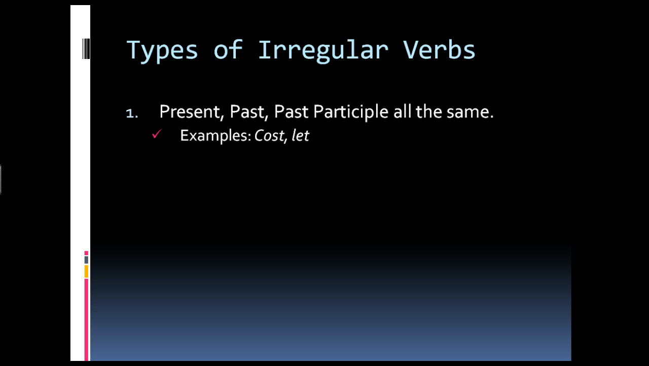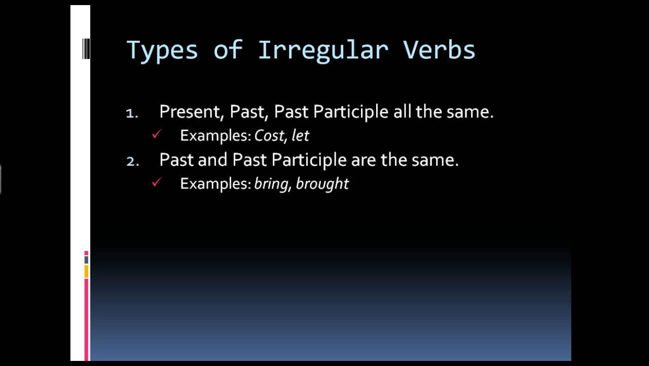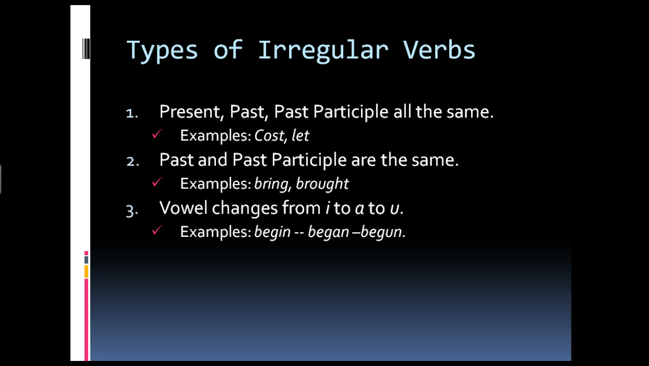There are a few irregulars such as cost and let, where the present, past, and past participle are all the same. They're still necessarily going to have ings. The irregulars still have an ing form, but the present, past, and past participle is one type where they could all be the same. In another type, past and past participle might be the same, where bring and brought, whether it's had brought or just brought by itself, that's the same version.